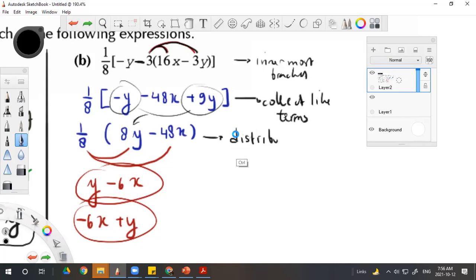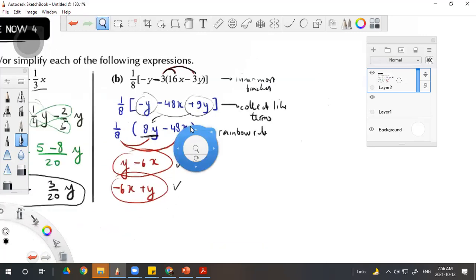Or the rainbow rule. I just write the rainbow. 1/8 times 8 is 1, and then put y here, 1y. And 1/8 times -48, -48 divided by 8 is -6, and put x. This is done. And if you want to put in alphabetical order, this also applies. Okay, how is it?